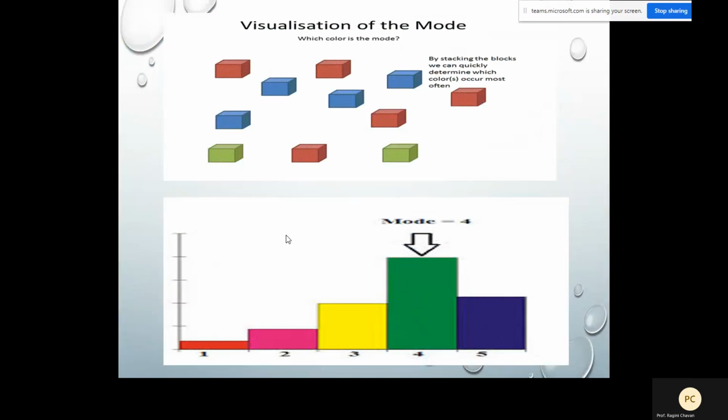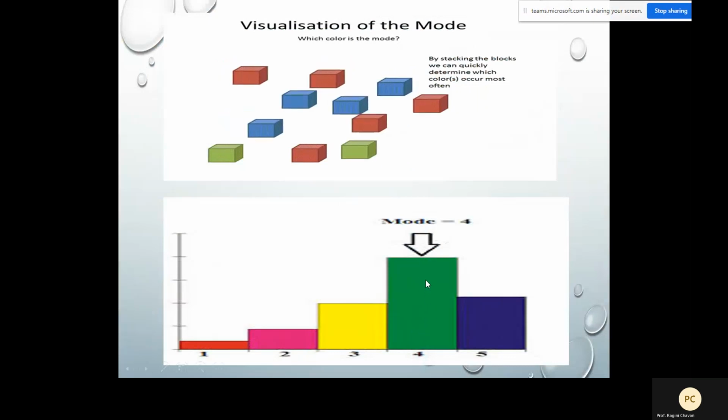Similarly, we can see the next picture of a histogram. In that case, we can see the green color has the highest height. Therefore, it has the highest bar, and so green is the modal color in this picture.